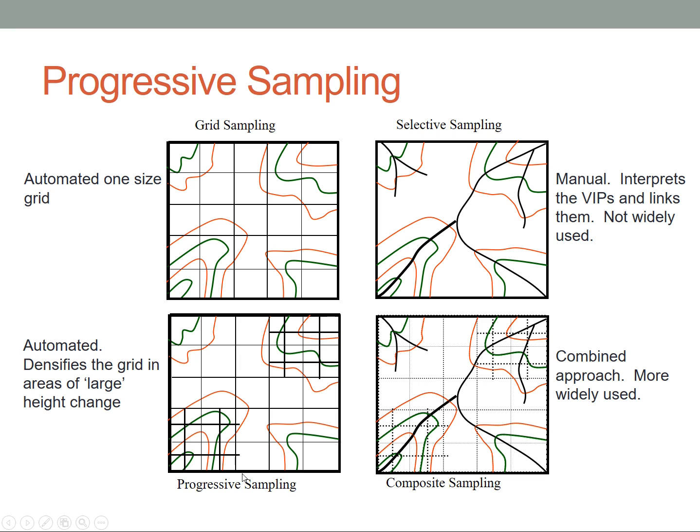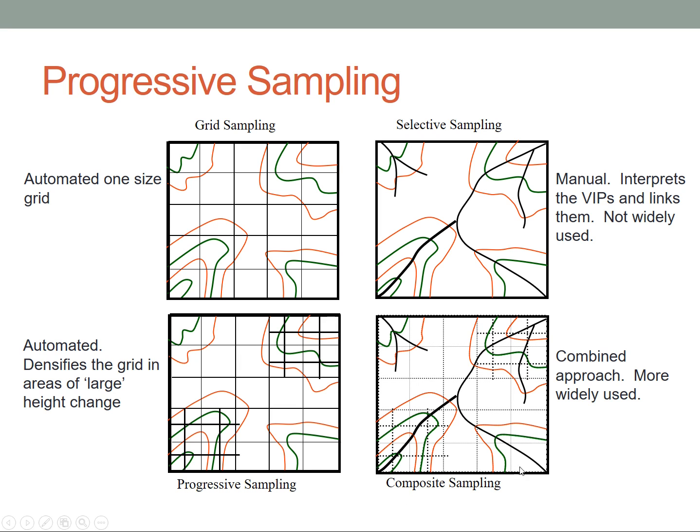Then we have progressive sampling, which is what we were talking about. This is automated. So you can say, I want to improve the spatial resolution in certain areas that have very rapidly changing slopes, for example. So here we have a higher density of pixels, and here's lower because it's not as important, for example.